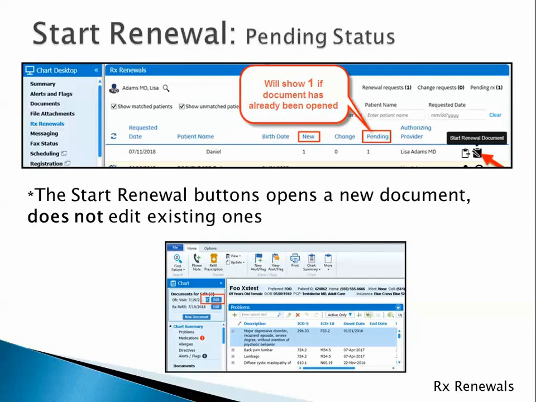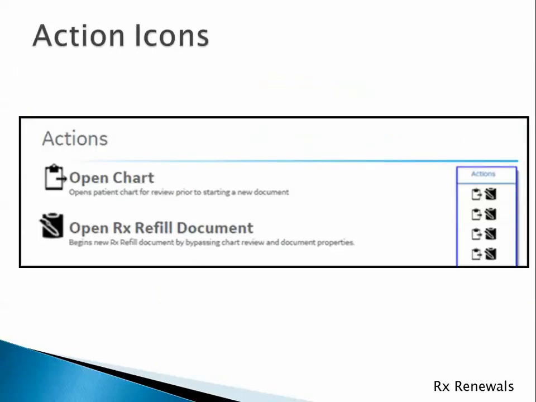These are action icons you'll see within RX Renewals. The Open Chart icon opens the chart for review prior to starting a new document. The Open RX Refill document begins a new RX refill by bypassing chart review and document properties. You can also hover over these icons in the EMR to see what they do.